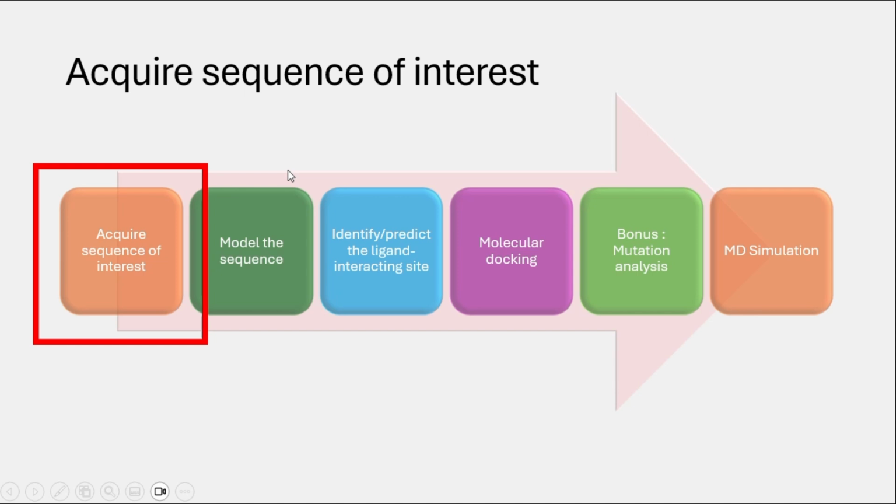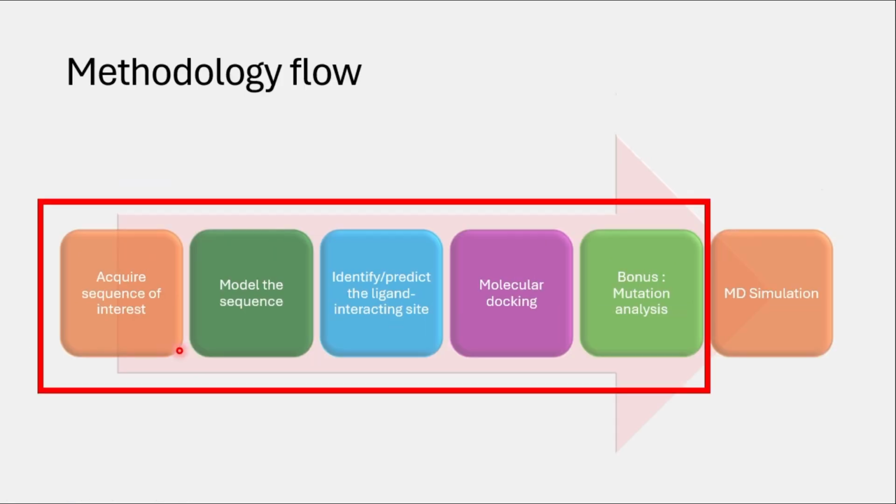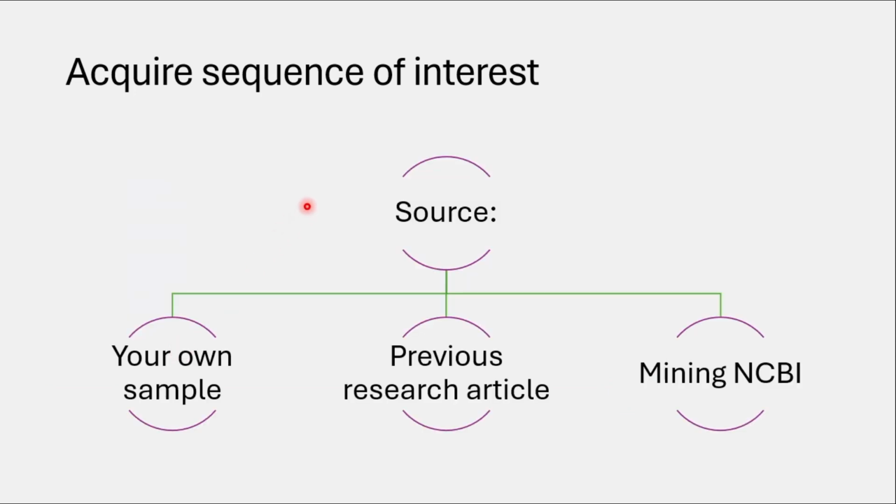Okay, firstly, we're going to acquire the sequence of interest. Now, when we're looking into the sequence of interest, we can have multiple different sources. If we're performing a protein preferential study or a natural product analysis, we can purify a product of interest that we can send for sequencing, and then from the sequence, we can try to predict the 3D structure. So it can be from your own samples.